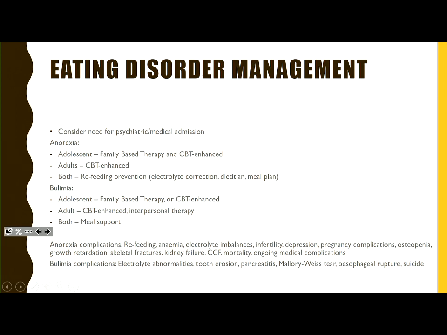For bulimia, for adults, you want to do CBT enhanced, and also interpersonal therapy has been found useful. There's no risk of refeeding with bulimia, but you do still want to have that meal support and dietitian input. I've listed the complications down the bottom. For anorexia, as I said, refeeding, anemia and electrolyte imbalances, and infertility is an issue. You can become temporarily infertile while you have anorexia, and if you're anorexic for long enough, this can actually be a more permanent thing, so it's quite serious.